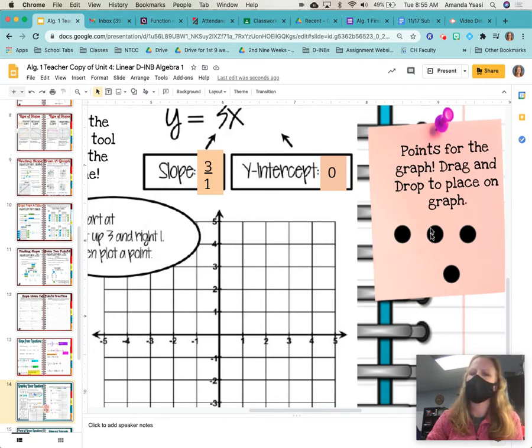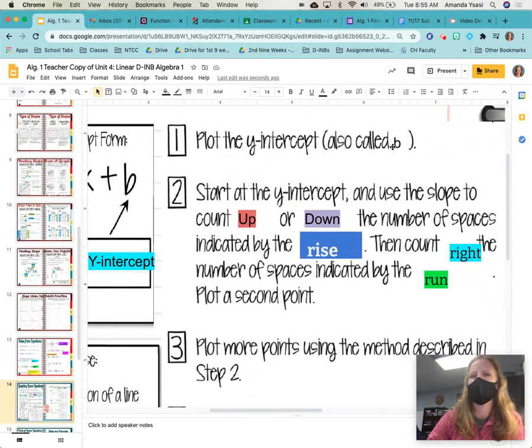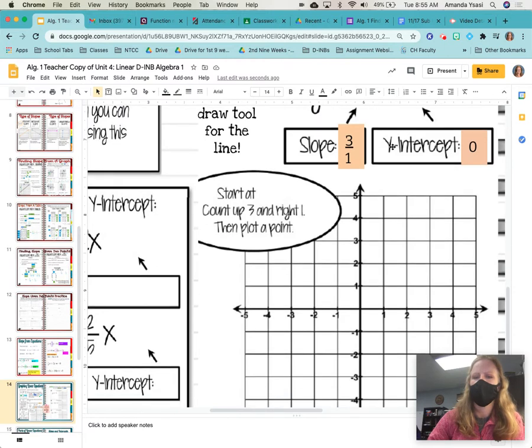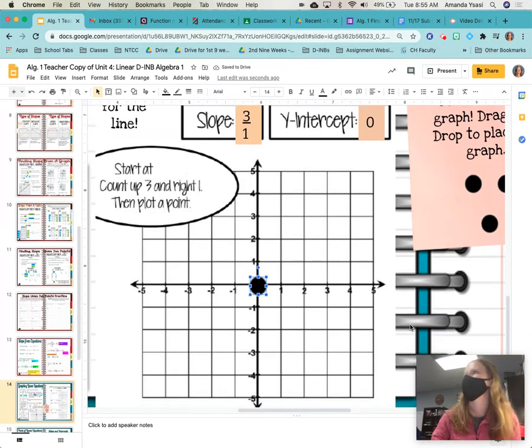So we are going to use the points here. We're going to have to get a few more points. So we'll take 1. We first graph our y-intercept because that's what it tells us to do. Plot the y-intercept, which is also called your b. So the y-intercept on this is 0. So 0, 0. So it's our origin. Plot a point on 0, 0.